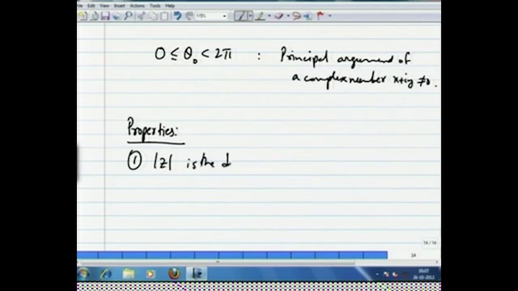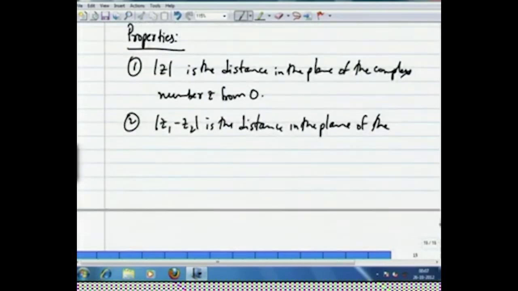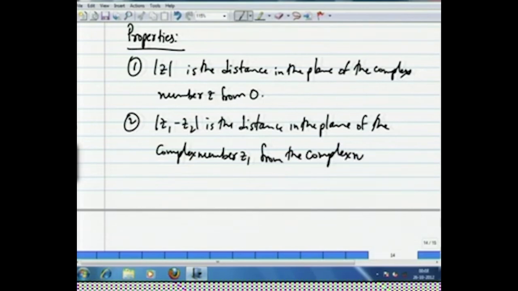Modulus of z is the distance in the plane of the complex number z from the point 0. This is the usual Euclidean distance. And the modulus of z 1 minus z 2 is the distance in the plane of the complex number z 1 from the complex number z 2, or vice versa.